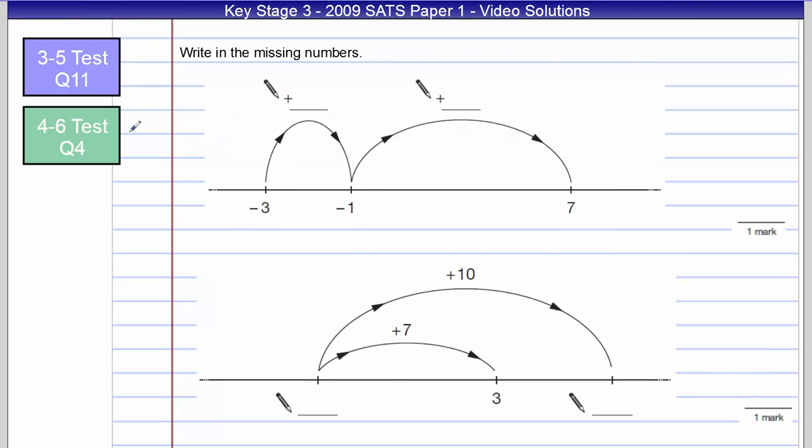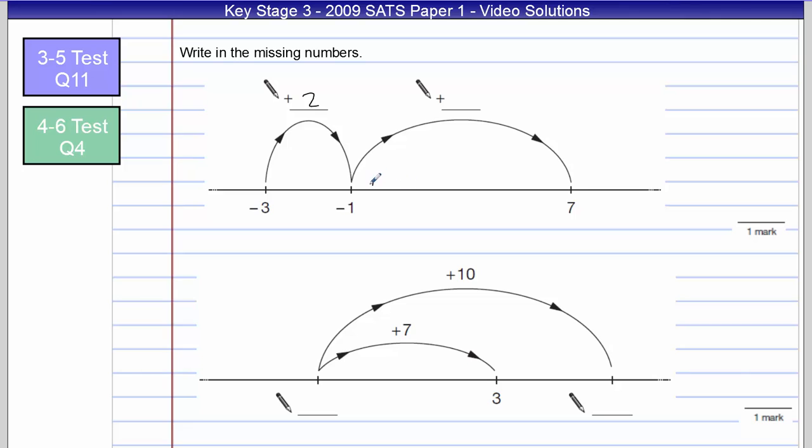Question 11 on the 3-5 test. Question 4 on the 4-6 test. Write in the missing numbers. So we're starting at -3 and we want to get to -1. Well, we're going right on the number line, so that's adding. So we need to see how many do we need to add. Well, we go -2 and then -1. We're adding 2 there. And then we need to get from -1 to 7.